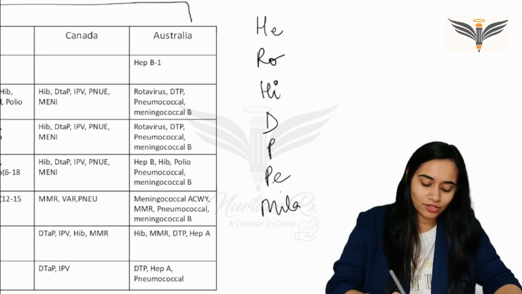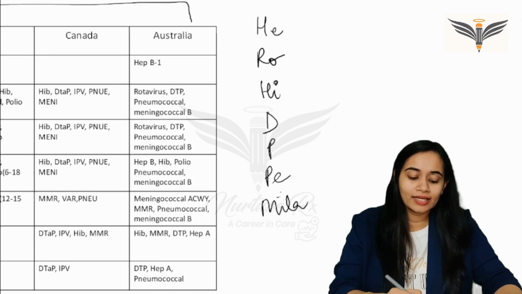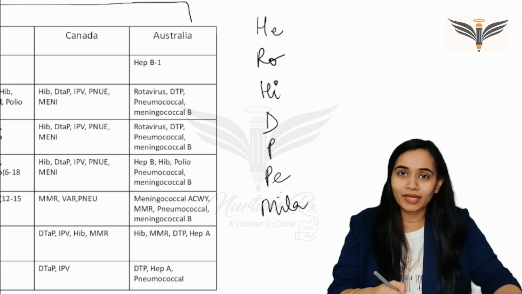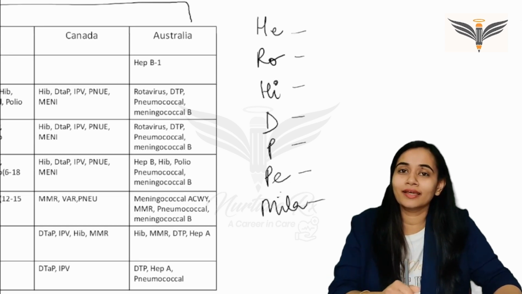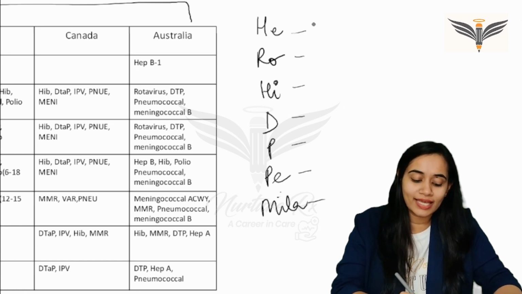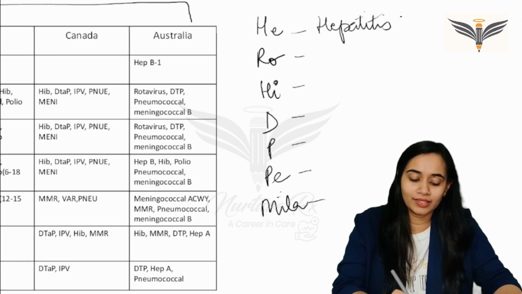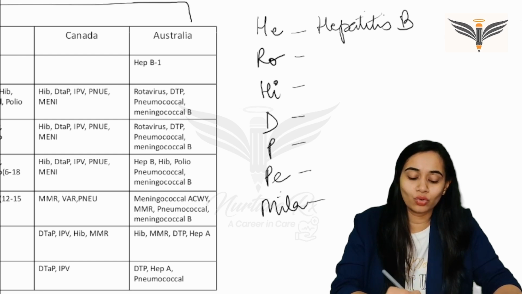So can you see it on your screen? Hero, he, DP, pay, mila. Okay. So how is this mnemonic going to help you? These are the names of the vaccines. What is HE? It is hepatitis B. What is RO? Rotavirus.